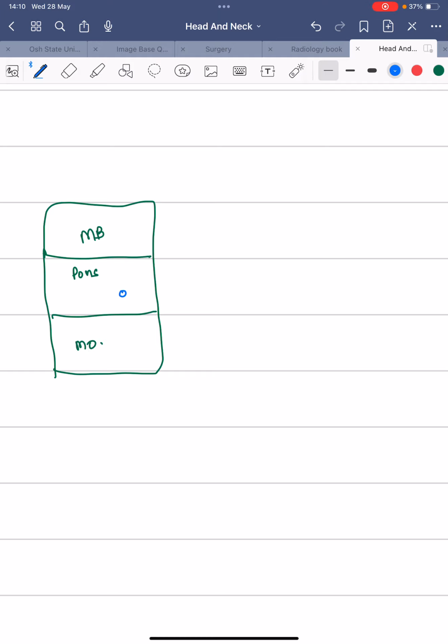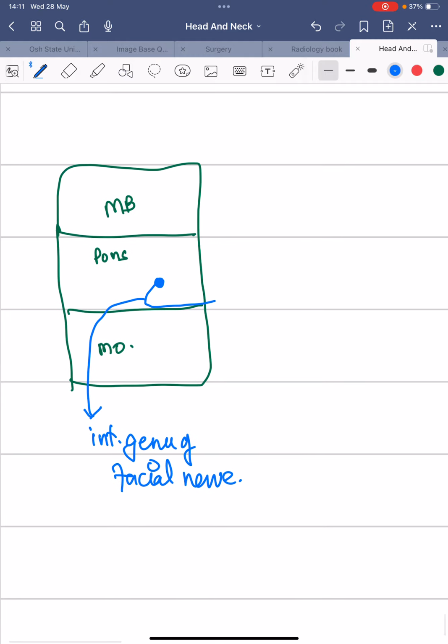This is the facial nerve nuclei, motor nuclei. It is making a band here like this. This band of the facial nerve, it is known as internal genu of the facial nerve. Okay, it is known as what? Internal genu of the facial nerve. Clear to everyone?